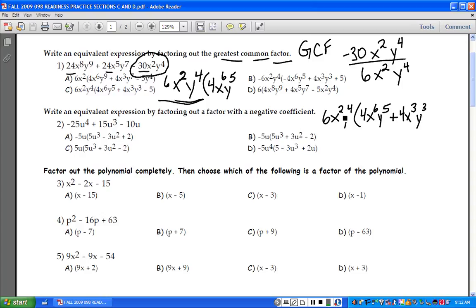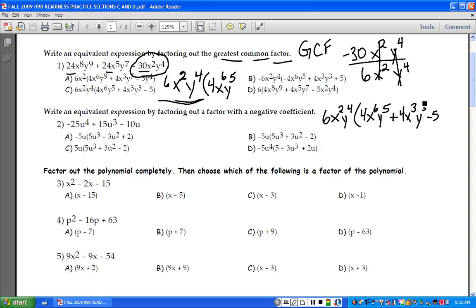Again, we're dividing this third term in the polynomial by what we've decided to pull out, what we've decided we could factor out, our GCF, our greatest common factor. So the negative 30 divided by the 6 is a negative 5. You have x squared over x squared, so those will just cancel each other, so you don't have any x's left. You have y to the 4th over y to the 4th. Anything over itself cancels. And so you're just left with this negative 5.